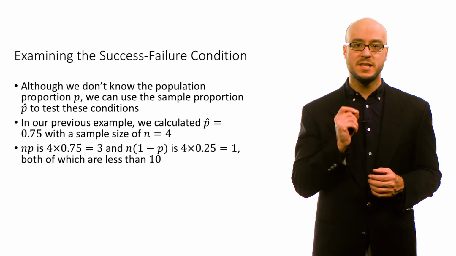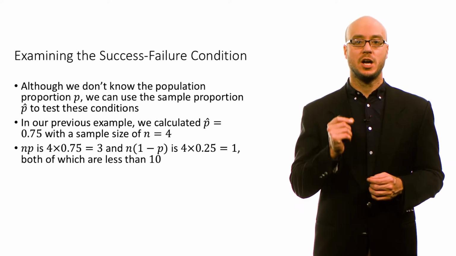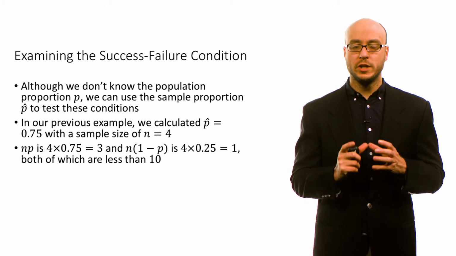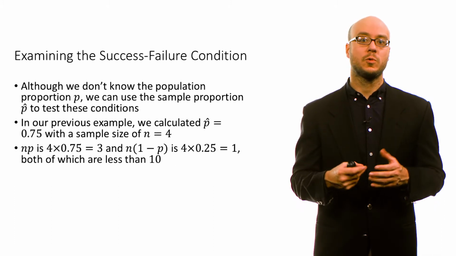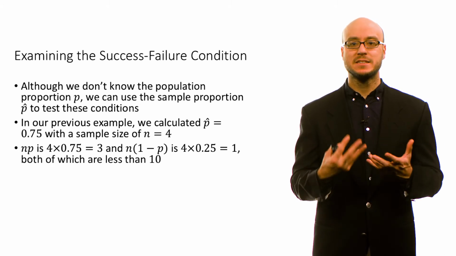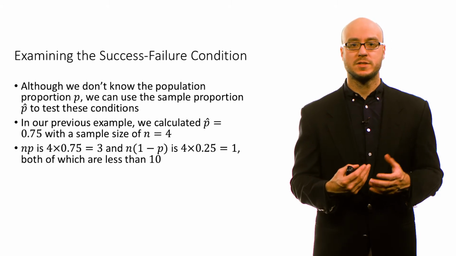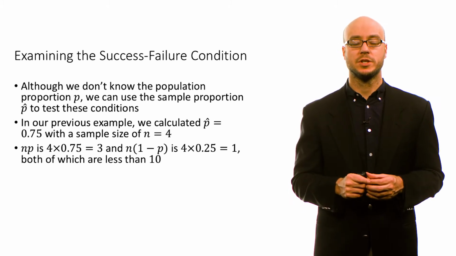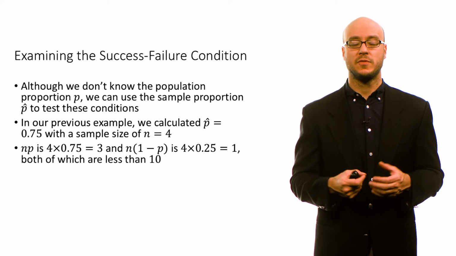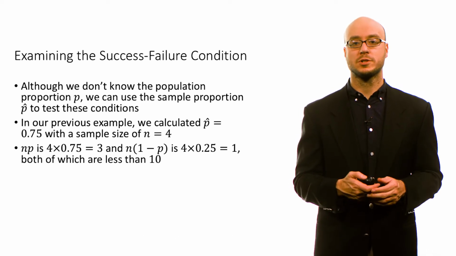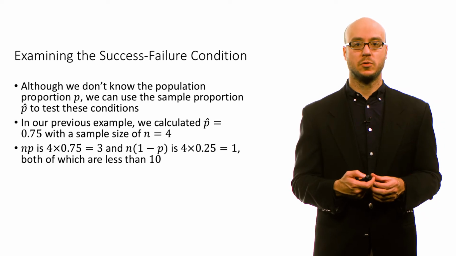Now we can test the success failure condition using our sample proportion. We never fully know if we're actually violating the success failure condition, but we can gain some confidence. If our sample proportion, as a point estimate for the population proportion, leads to this violation of the success failure condition, we probably shouldn't treat that sample proportion as being approximately normally distributed.